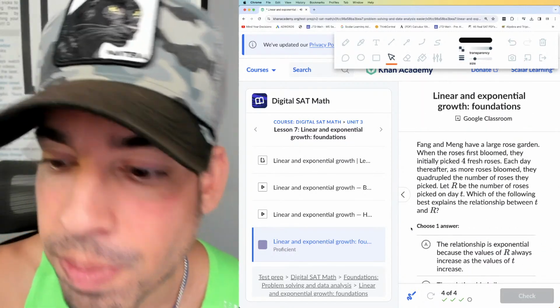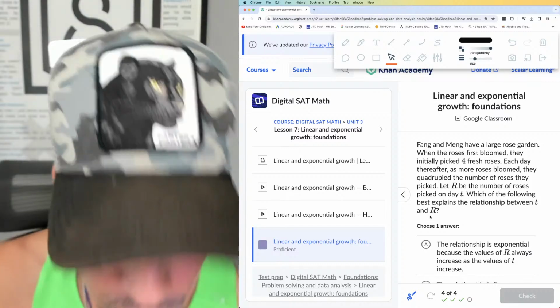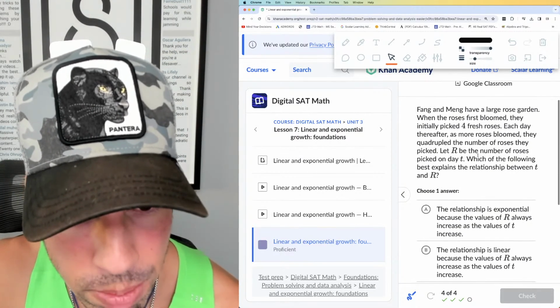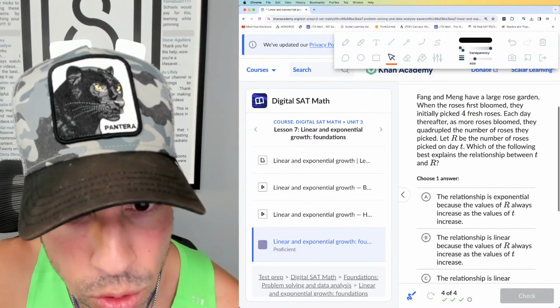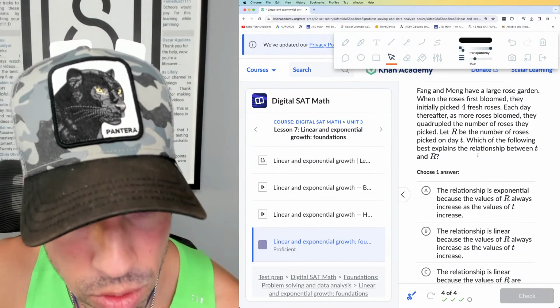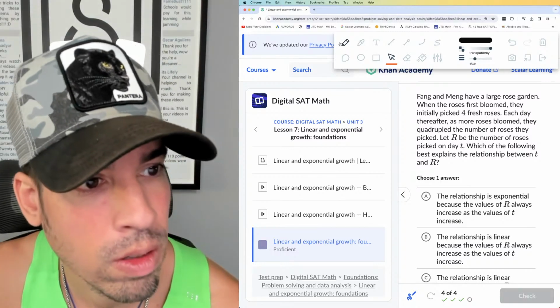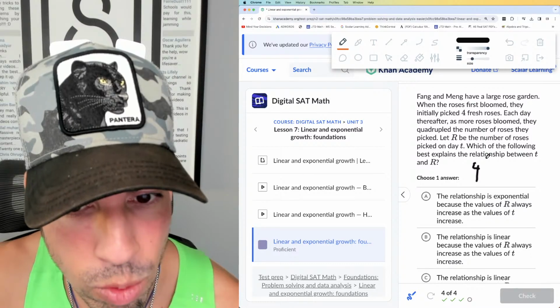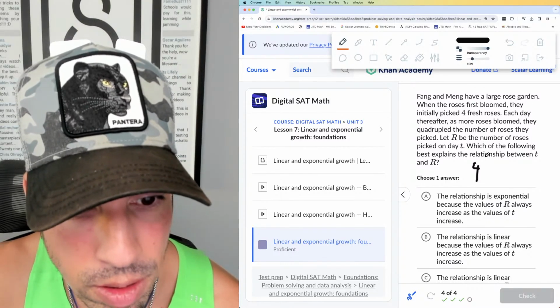Last one. Here we go. Okay. We've got Fang and Meng have a large rose garden when the roses first bloomed. They initially picked 4 fresh roses each day thereafter. As more roses bloomed, they quadrupled the number of roses they picked. Okay, wait, hold on. They each initially picked 4. Each day thereafter, they quadrupled the number of roses they picked.